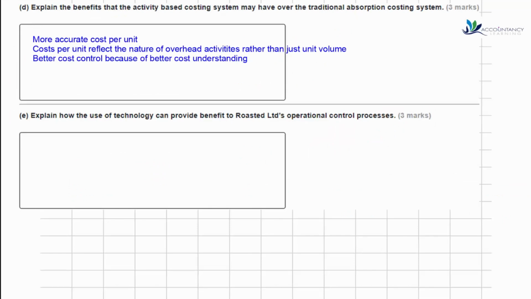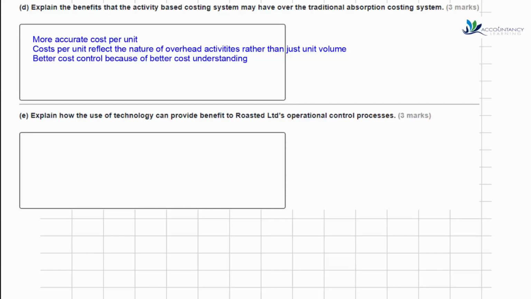So based on the discussion we had in part C, we can also answer part D as well now, which asks us to explain the benefits that the activity-based costing system may have over the traditional absorption costing system. So we've seen from our discussion, haven't we, that we've got a much more accurate cost per unit now, rather than the inflated cost for the coffee beans compared with the reduced cost of the ground coffee. So yeah, we have much more accurate cost per unit, and these costs now reflect the nature of the overheads. So yeah, they reflect the nature of the inspections and reflect the nature of the IT support, rather than it just being based on volume of production.